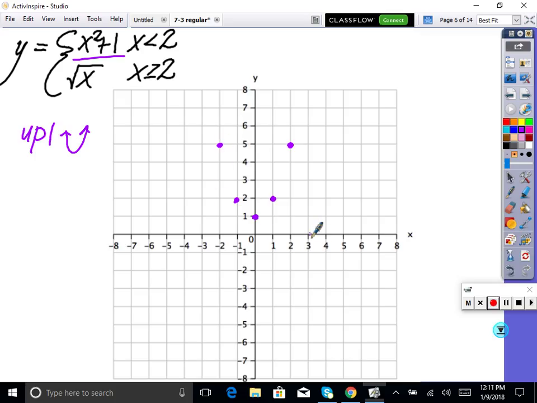Or you could type it into y equals. Don't try to memorize anything. I just want you to type it in your calculator and plot points. So now look, I'm going to graph that. Now we're keeping that for x values less than 2.